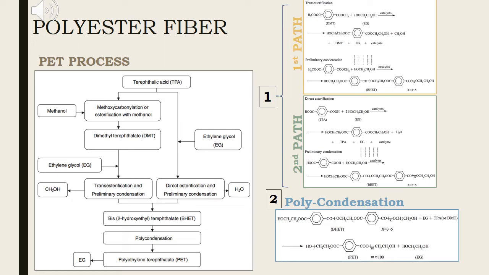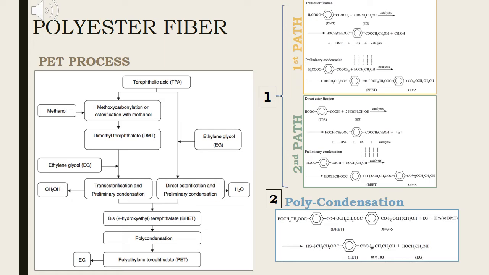In the first path, which is trans-esterification path, DMT is reacted with ethylene glycol in the presence of catalyst at temperature from 150 to 200 degrees centigrade to produce BHET, which is bis 2-hydroxyethyl terephthalate, also called diglycol terephthalate DGT. The byproduct of this reaction is methanol. The reaction of first path proceeds the way shown in slide.